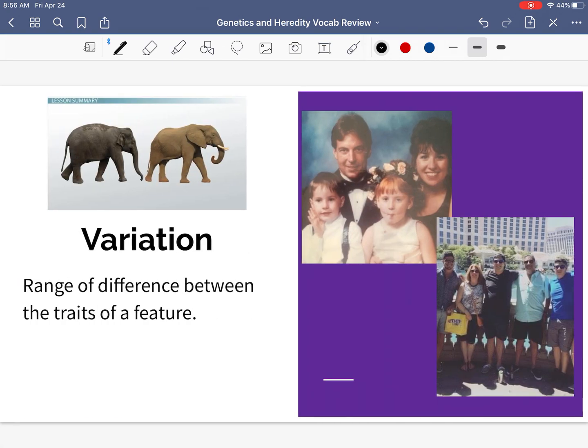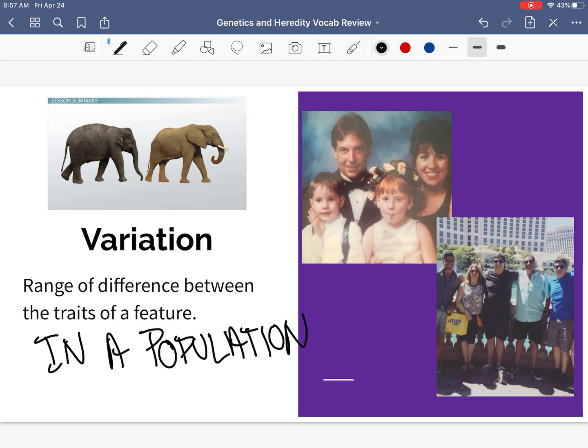Next, you have variation, which is the range of difference between the traits of a feature in a population. It's important to know that this is in a population. So you can see the differences between the elephants here. One has a really long tusk and one has a short trunk. One has tusks and one does not have tusks. You can see the difference in the color of the elephants' skin. Those are all variations.